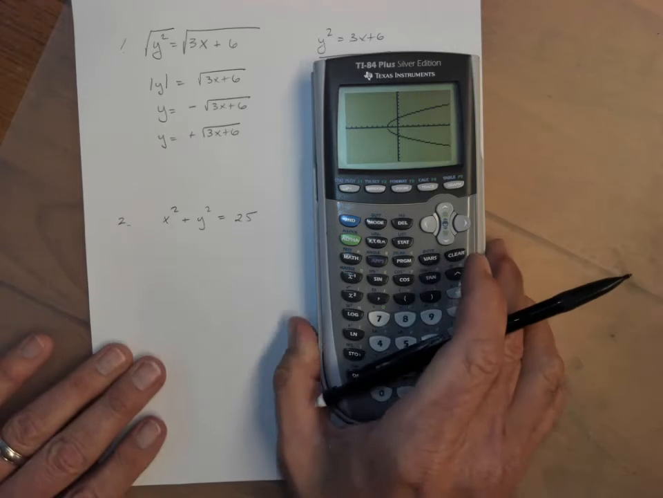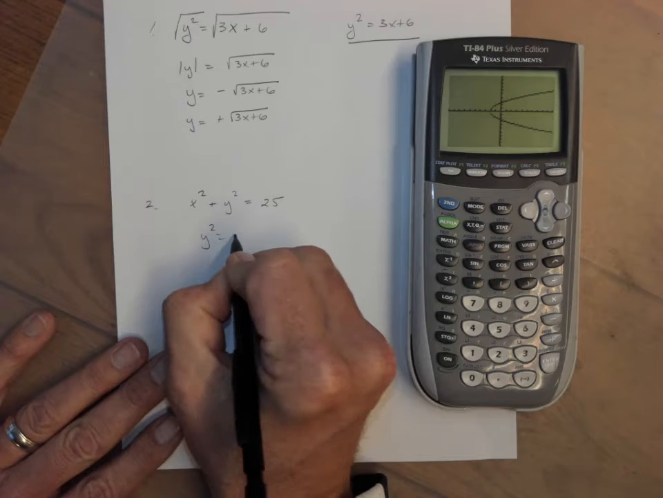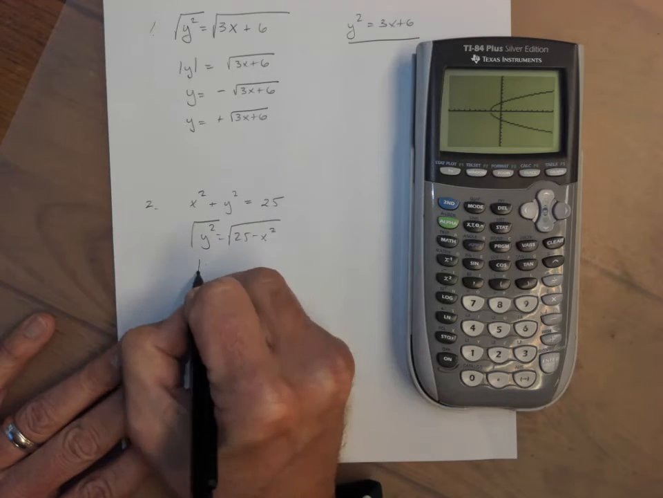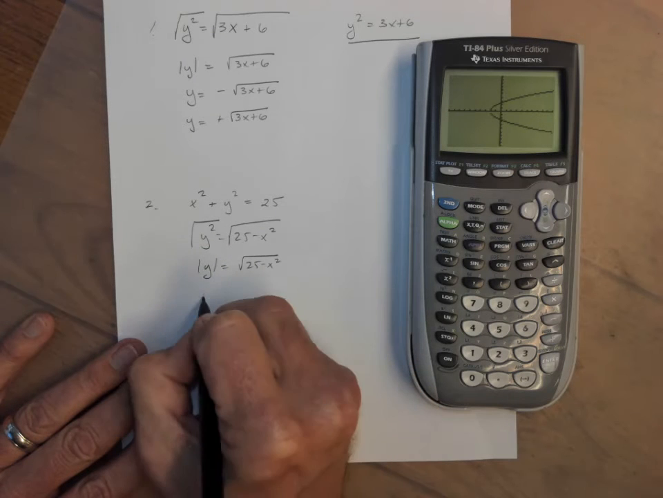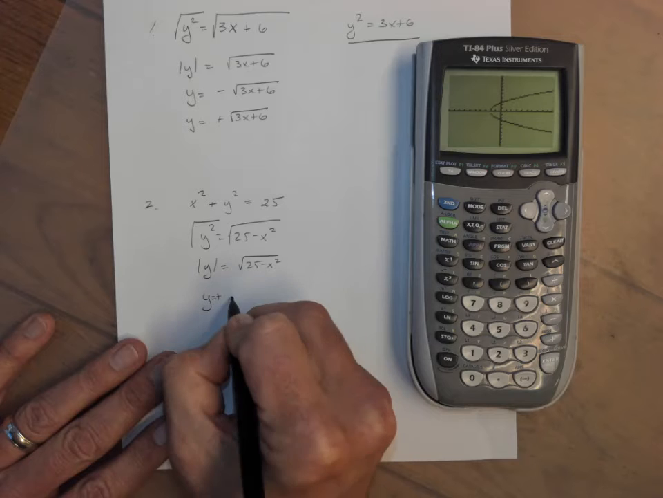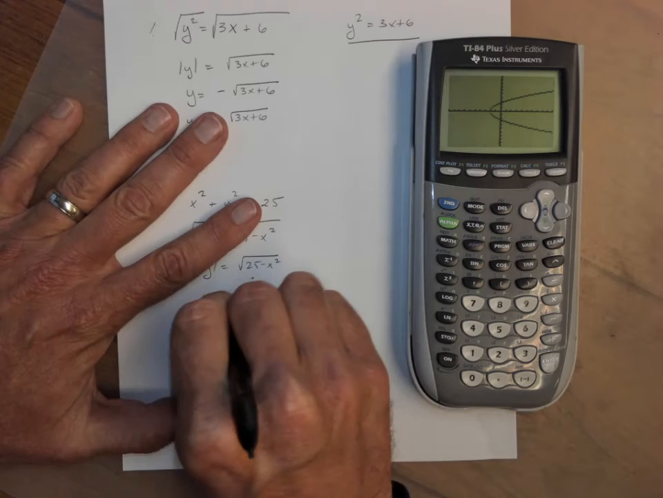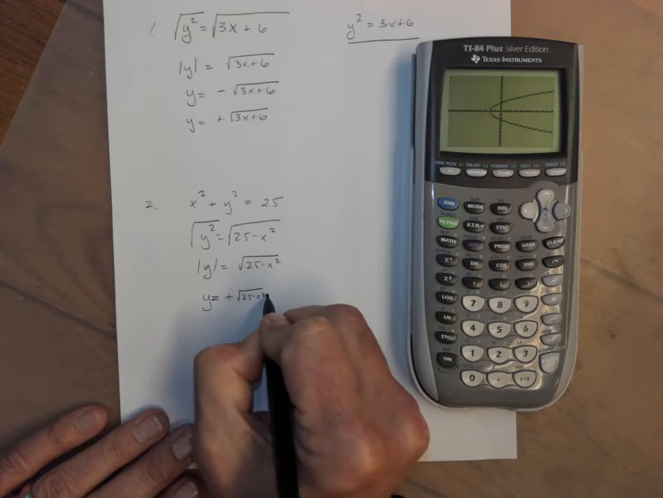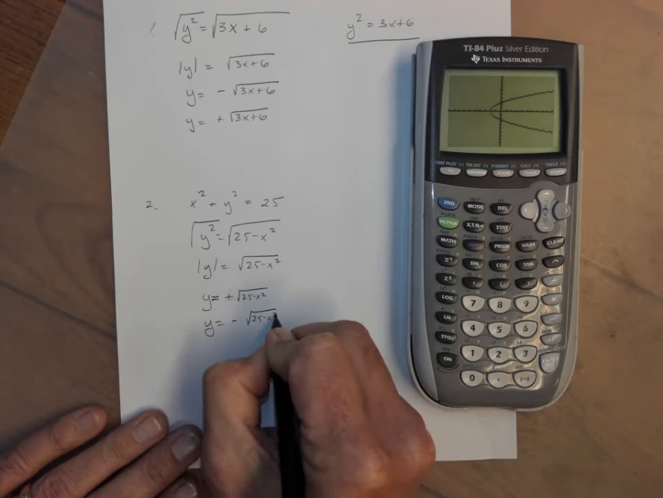All right, the second one is a circle. So we're going to subtract x squared from both sides and take the square root. Again, we get the absolute value of y equals the square root of 25 minus x squared. So again, y equals the positive square root of 25 minus x squared, and then y equals the negative square root of 25 minus x squared.